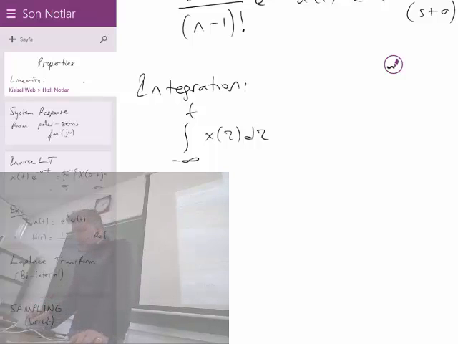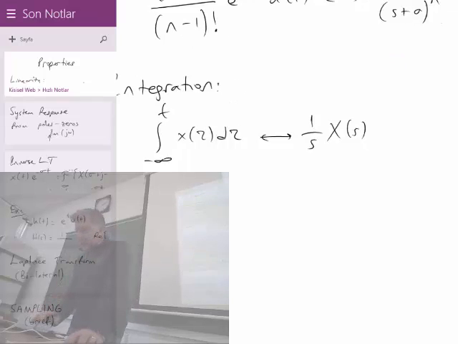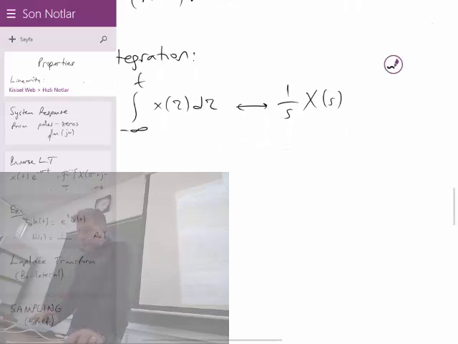And the Laplace transform of this one is fortunately much easier in terms of the representation than the Fourier transform. It's quite simply 1 over s times X(s). And the region of convergence includes the previous region of convergence, because there may again be pole-zero cancellations.